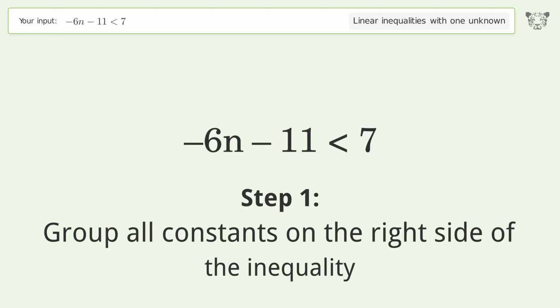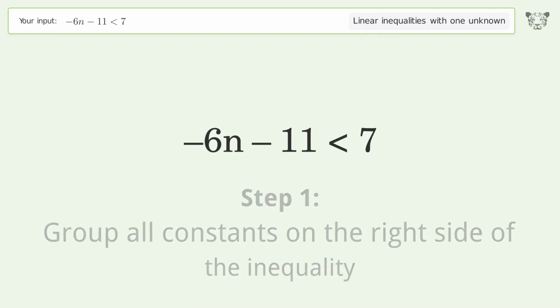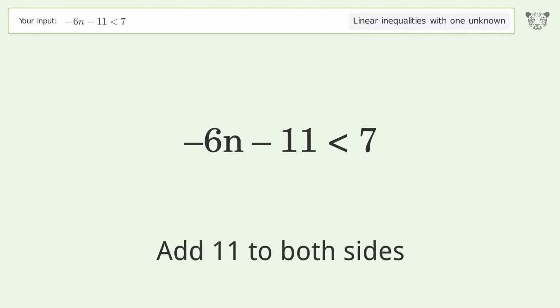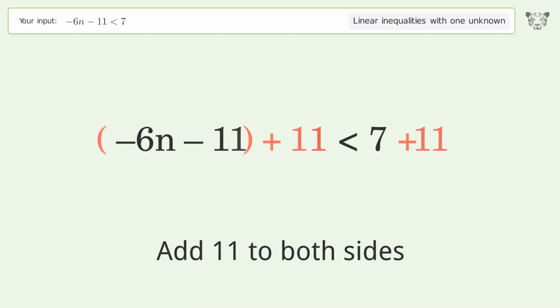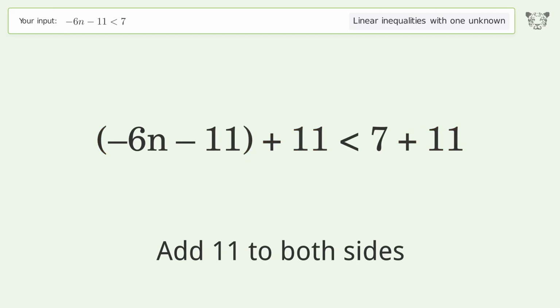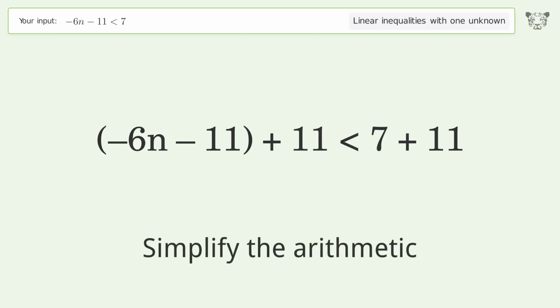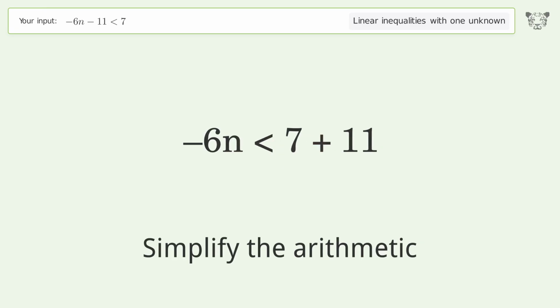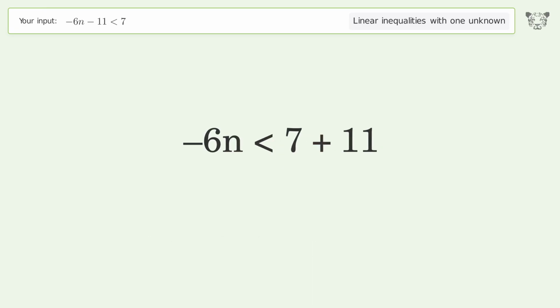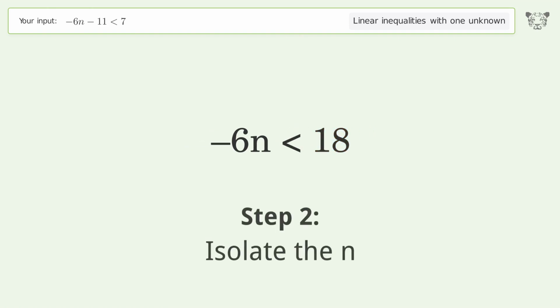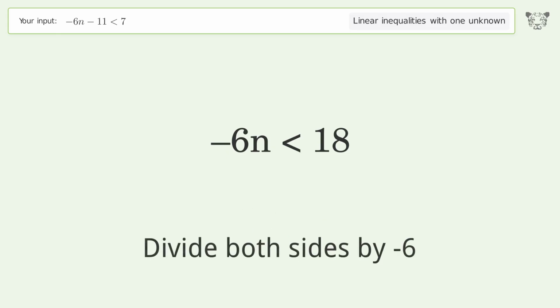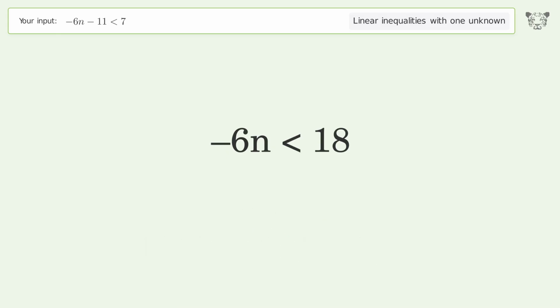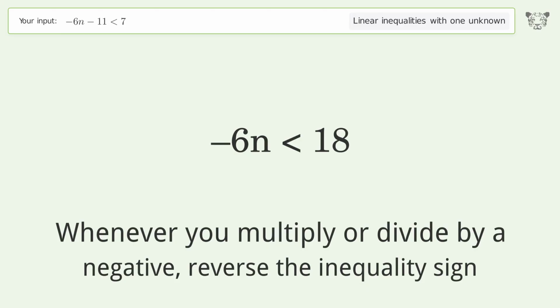Group all constants on the right side of the inequality. Add 11 to both sides. Simplify the arithmetic. Isolate the n. Divide both sides by -6. Whenever you multiply or divide by a negative, reverse the inequality sign.